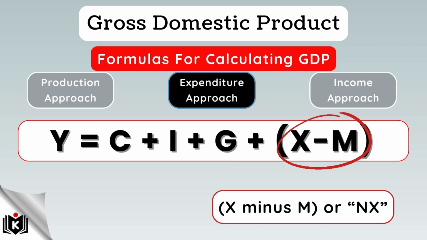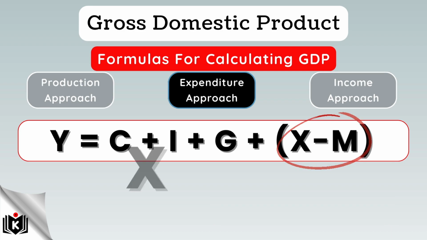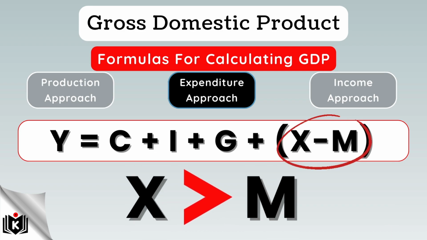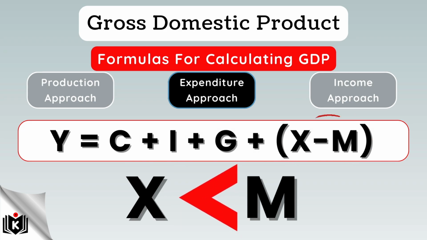X minus M, or NX. This indicates the balance between a country's exports and imports. If exports exceed imports, the balance adds to GDP. But if imports exceed exports, it subtracts from GDP.